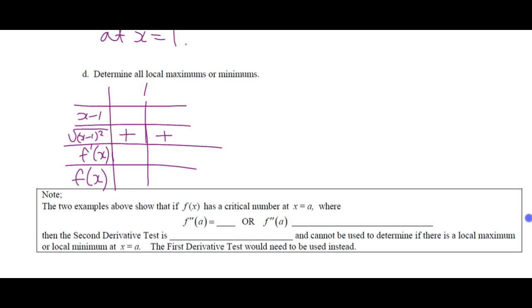And that tells us that f of x. Okay, so x minus 1. So let's just take a number less than 1 and subtract 1 from it. I think that'll be negative. And if you take a number greater than 1, positive. That'll be negative. That'll be positive. So what's f of x doing in this interval?